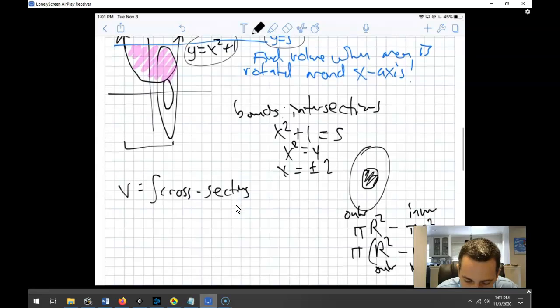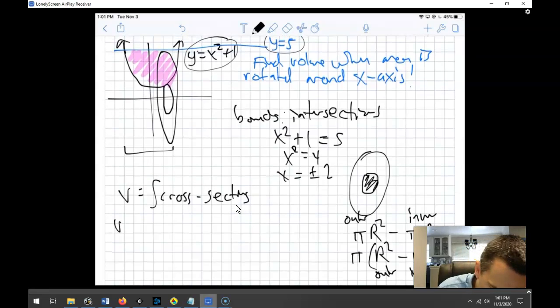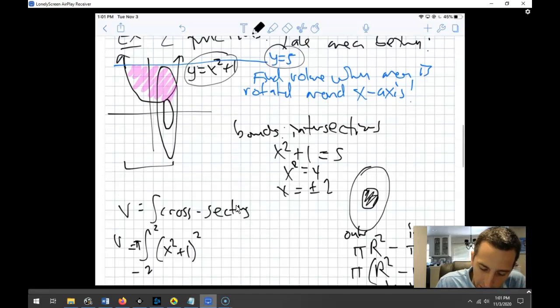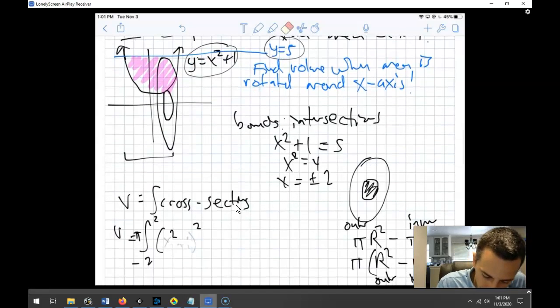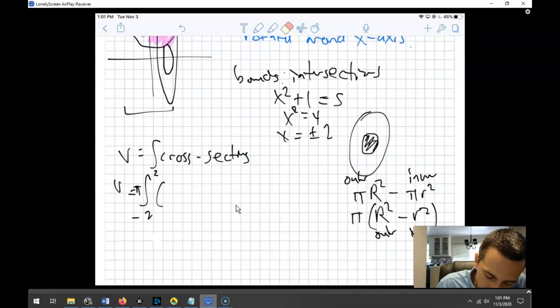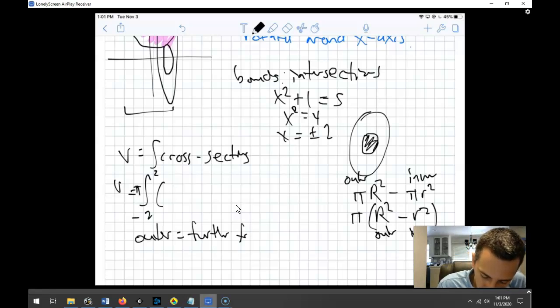So when I find this volume, I'm integrating from -2 to 2 of pi times, and my outer radius is x squared plus 1 squared. Actually, that's not the outer radius. When you think about outer, you should think about the outer radius as being the one that's furthest from the axis. So outer is further from the axis.